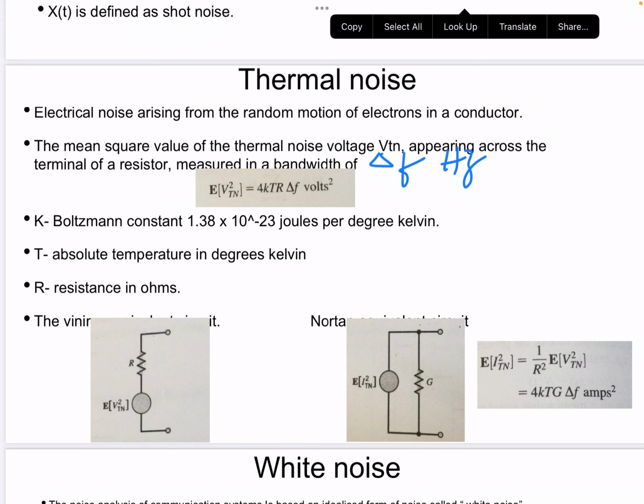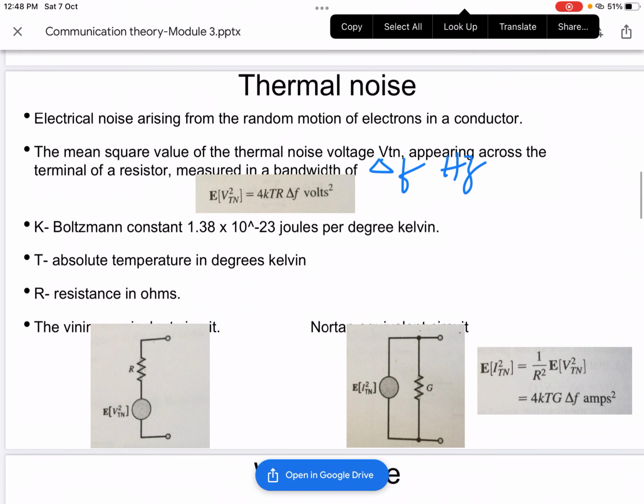So we may thus model a noisy resistor by the Thevenin's equivalent circuit and Norton's circuit. Thevenin's equivalent circuit consists of a noise voltage generator of mean square V_Tn squared, which is in series with the noiseless resistor, as you can see in the diagram. Alternately, we can also use Norton's equivalent consisting of a noise current generator which is connected in parallel with the noiseless conductance G.